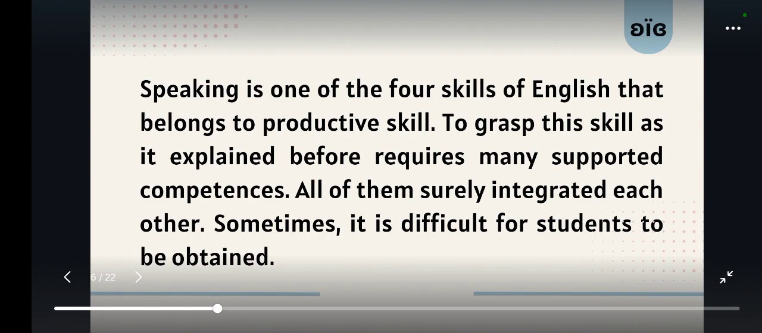Here, speaking is one of the productive skills, but of course, it has been analyzed and explained before that listening is not only passive, right? It's also like the other skills which have a cognitive process which is very vital and an active process. So going back to this one, since speaking is a productive skill, there are lots of competences to be considered, and each skill could be integrated with each other, and sometimes it's difficult for students to obtain.